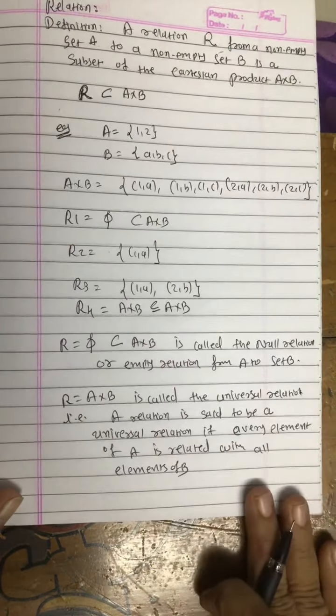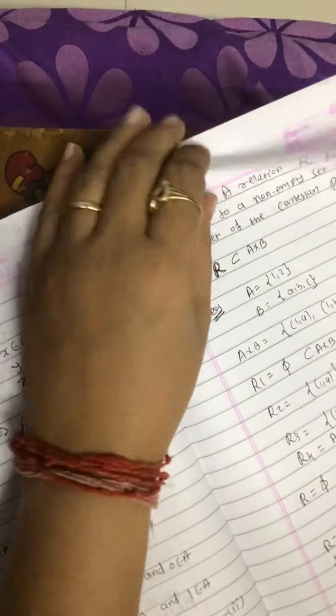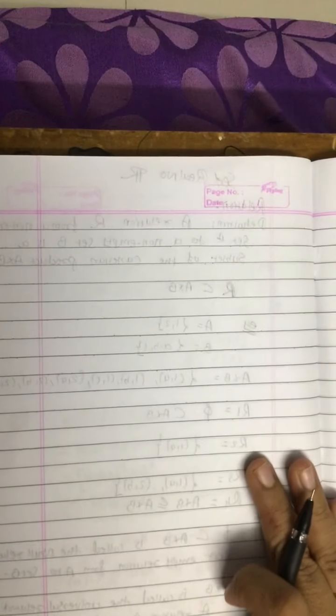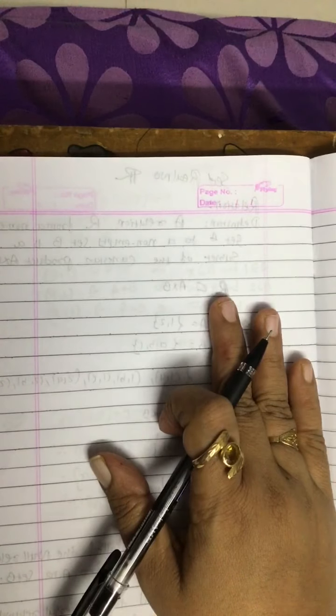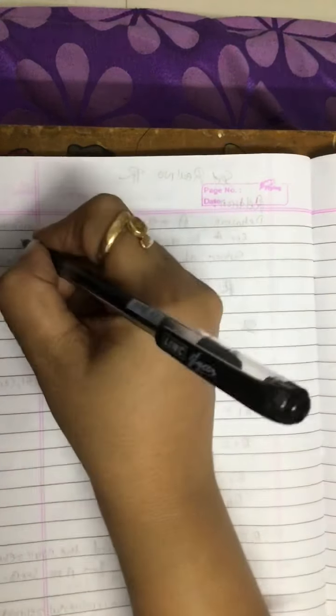So that is the same in the mathematical relation also. If it is a subset of A cross B, we call it a relation from A to B, and if it is a subset of B cross A, we call it a relation from B to A.